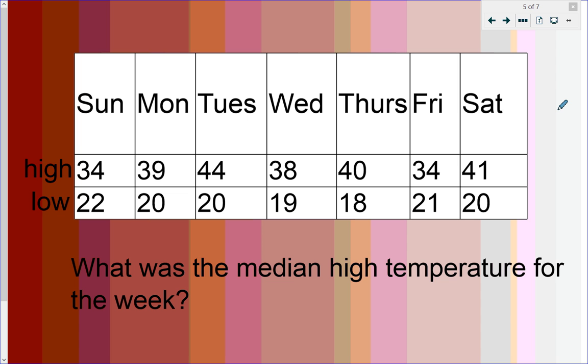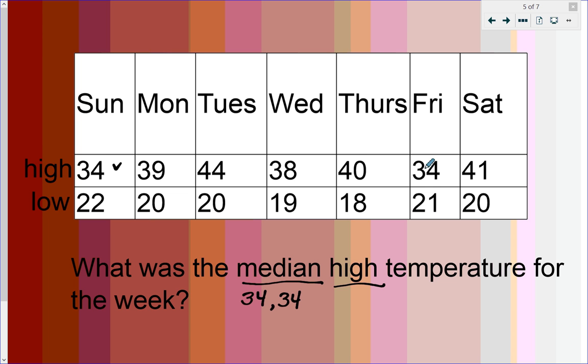Okay, next question about this chart. What was the median high temperature for the week? Two words, median and high. Okay, so I can forget about those low numbers. I just want to look at the high numbers, and I want to find the median. If you remember, median is the middle number. So we want to organize them from least to greatest. Least to greatest. Okay, I have a 34. Do I have anything lower than a 34? I have another 34. So we can write that in there. Put my comma in between.